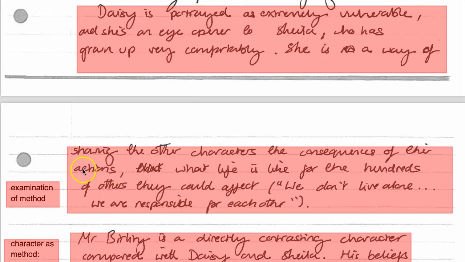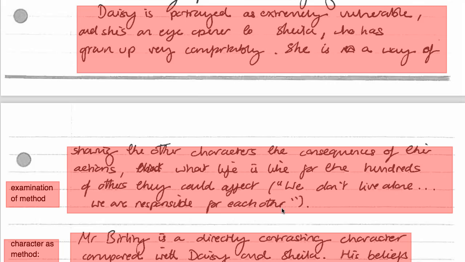Well, that's immediately a method. It's why Priestley has created Daisy. What life is like for the hundreds of others they could affect. And again, this is using Daisy as a symbol to represent hundreds of others. That's a method. We don't live alone. We are responsible for each other.